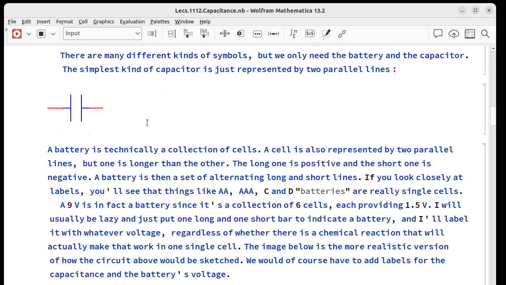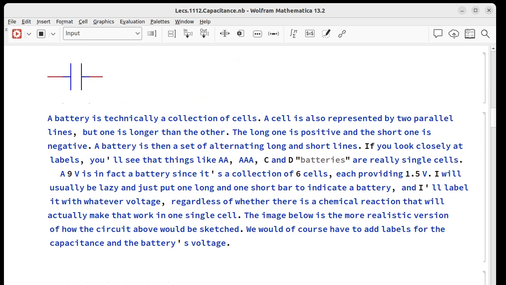Now, we're also going to need batteries to connect to these things, and if you look up the definition, a battery is a collection of cells. The cell is the thing that gives you a potential difference. The way we draw those, there's a long side to a cell and a short side. So this is two cells together down here. The short side is the negative side, the long side is the positive side.